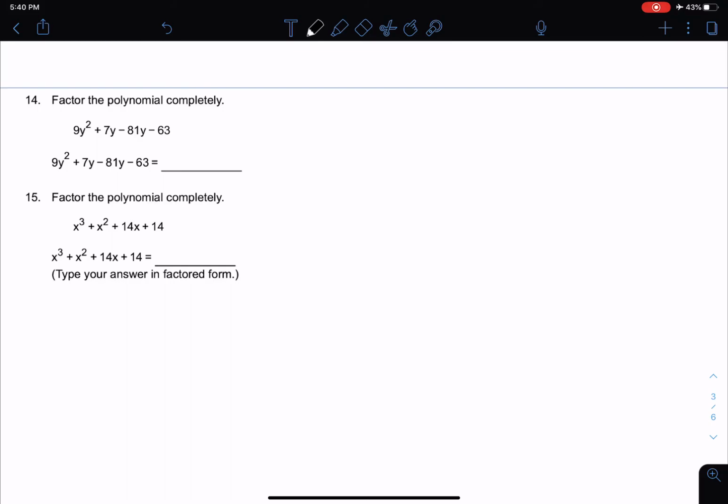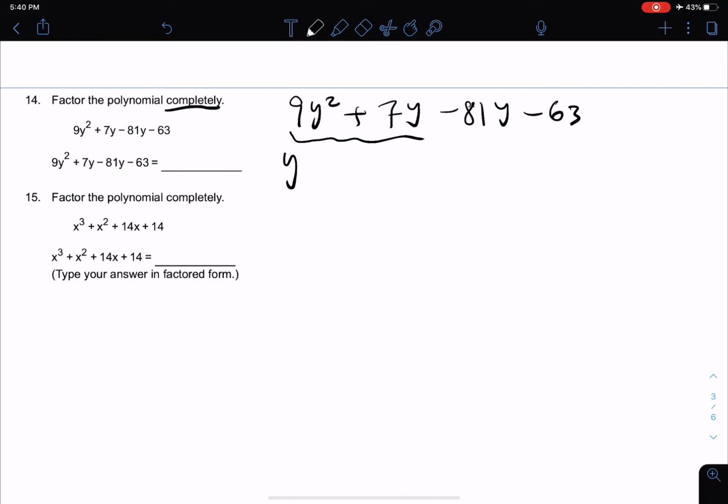Let's take a look at number 14, factor by grouping completely. This says 9y squared plus 7y minus 81y minus 63. Look at the first two terms and let's see what we can factor out. Certainly not 9 and 7, but a y is going to factor out. What we have left is 9y plus 7. I have to get a 9y plus 7 for this procedure to work, so I'm just going to assume it, but if it doesn't work, I just cross the whole thing out.